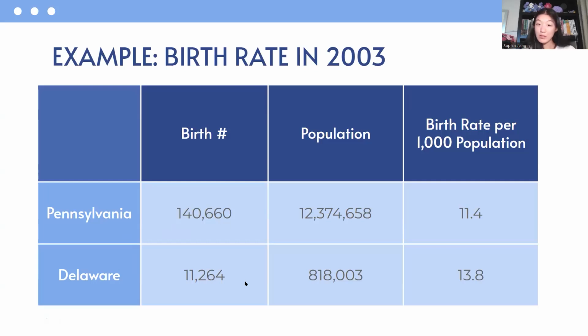But if we take the rate, then we put it in context of the population. We're going to do birth number divided by population, and then we're going to get a birth rate. This birth rate is adjusted to per 1,000 population. So per 1,000 people, what is the number? That would be our rate. We see then Pennsylvania has a birth rate of 11.4, and Delaware has a birth rate of 13.8 per 1,000 people. So even though the birth number is higher in Pennsylvania, the birth rate is actually higher in Delaware.